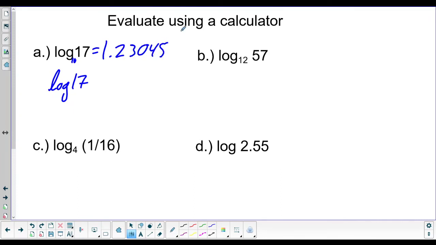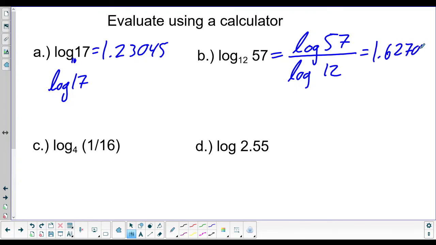1.23045, and that's it. If we want to do log base 12 of 57, and we don't have the log with the fancy base, here's how we could type it in. It will be log of the argument divided by log of the base. And then that will give us the correct answer. So let me just type that into my calculator. And this tells us it is 1.62704, rounding. All of these are, of course, rounded.